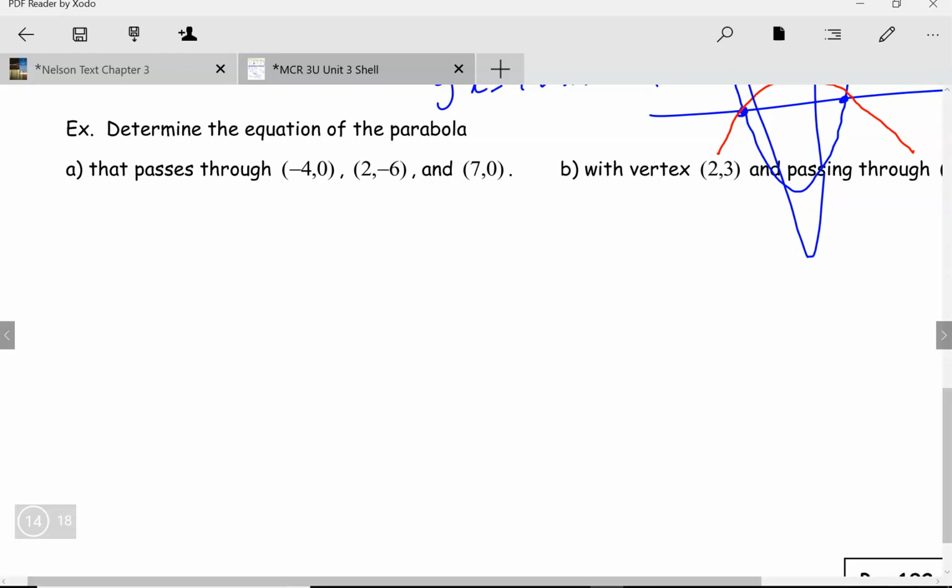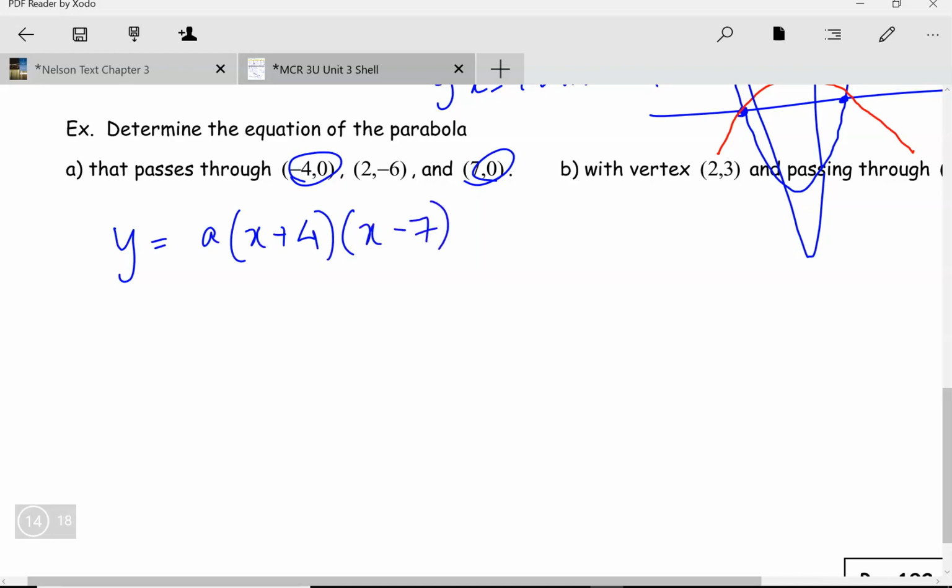So equation of the parabola, we did some very similar questions. I'm given negative 4 and 7, 0, which are basically my roots. So I can write x plus 4, x minus 7. Again, hopefully at this point we're good with, if x equals negative 4 is 0, x plus 4 is a factor, and things like that.